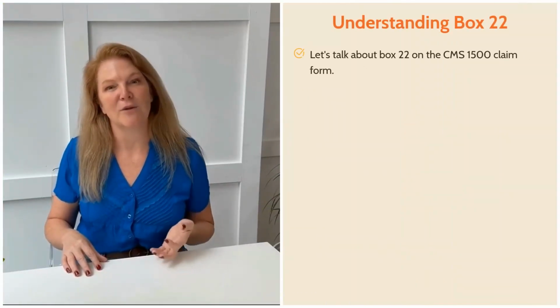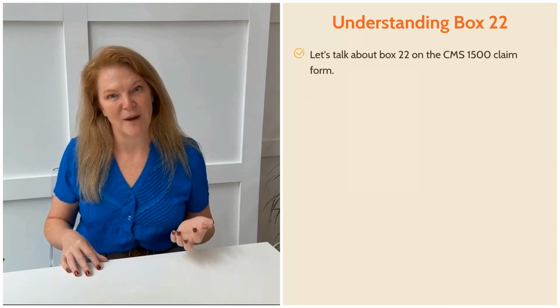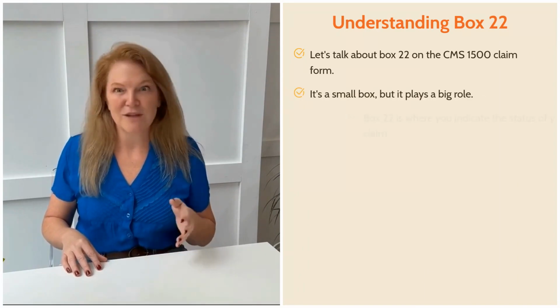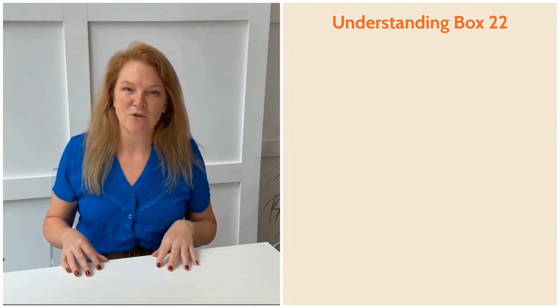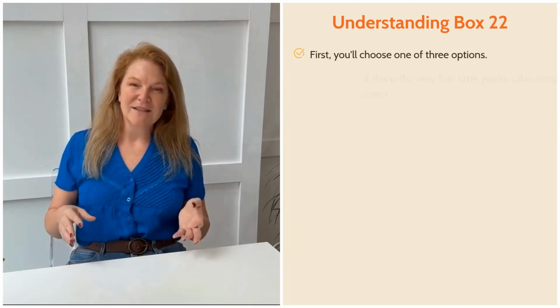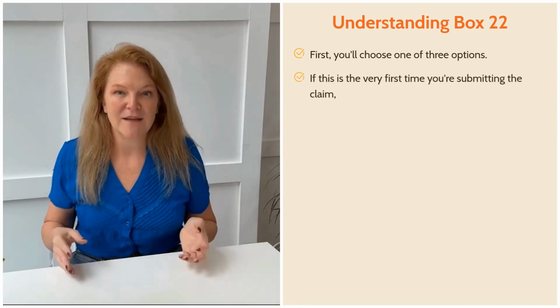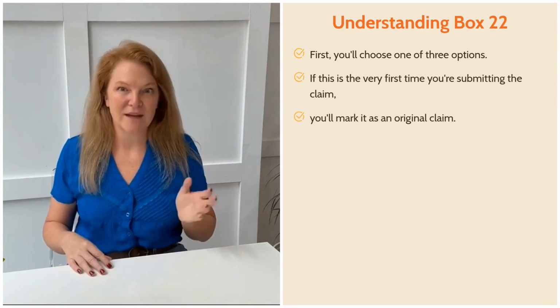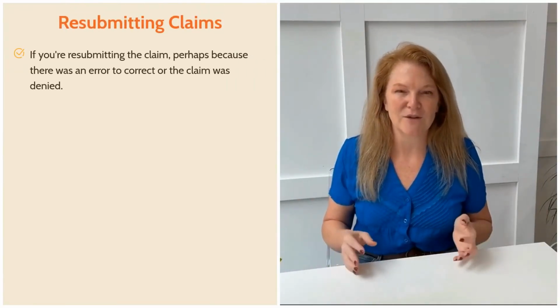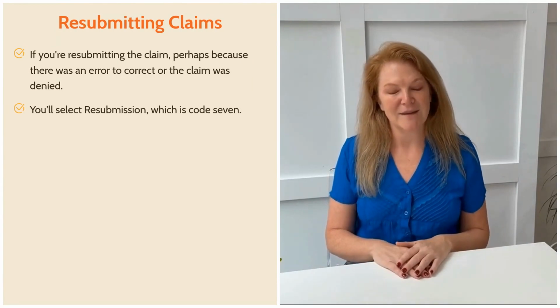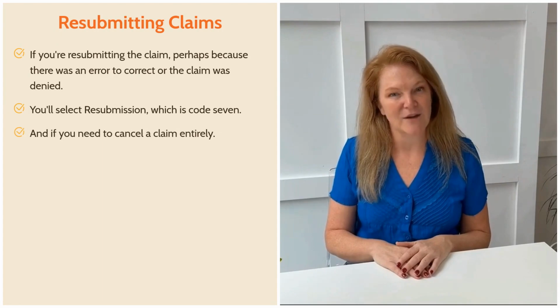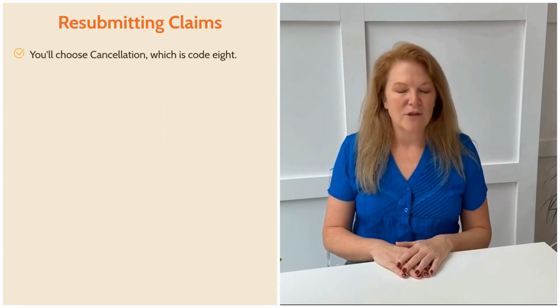Let's talk about Box 22 on the CMS 1500 claim form. It's a small box, but it plays a big role. Box 22 is where you indicate the status of your claim. First, you'll choose one of three options. If this is the very first time you're submitting the claim, you'll mark it as an original claim. If you're resubmitting the claim, maybe because there was an error to correct or the claim was denied, you'll select resubmission, which is code 7. And if you need to cancel a claim entirely, you'll choose cancellation, which is code 8.